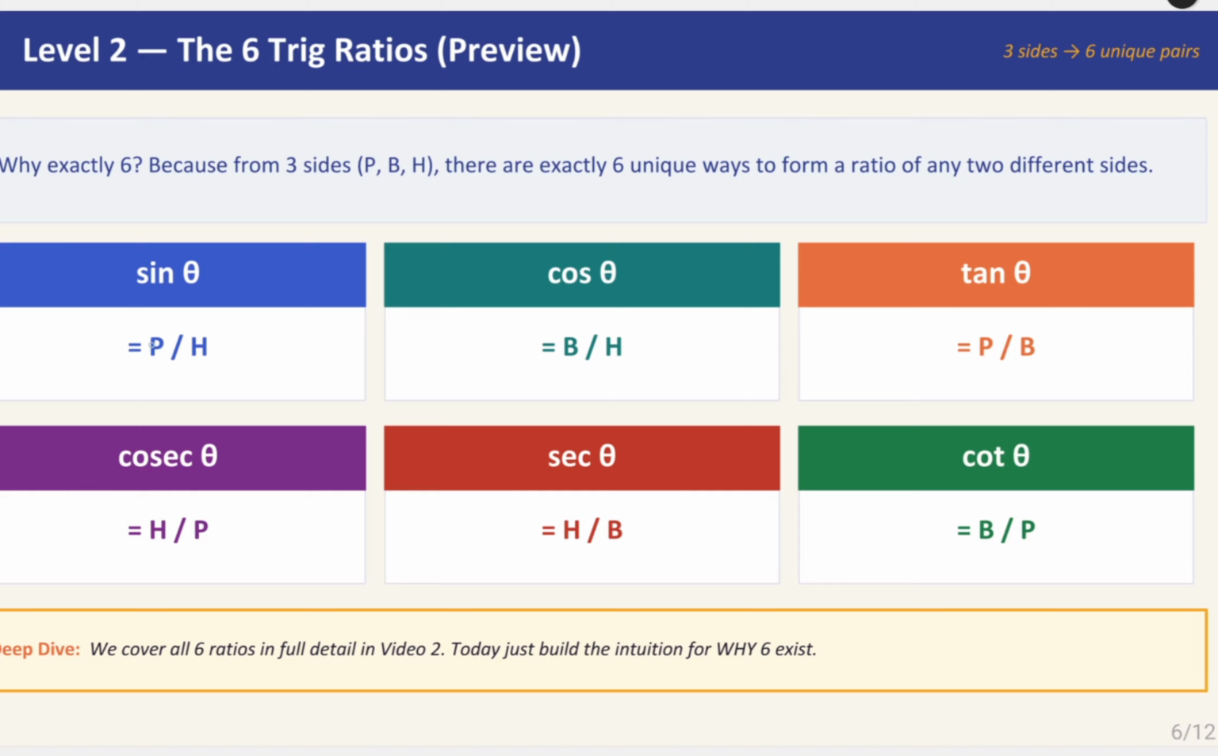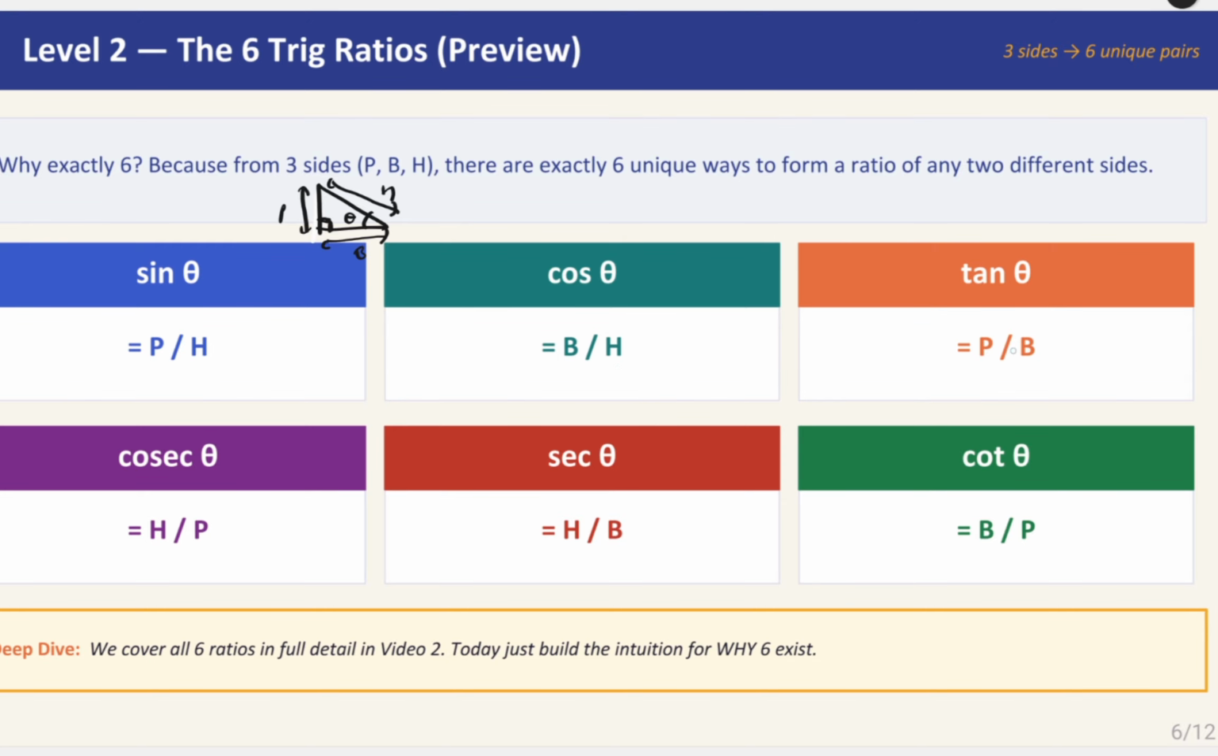Okay, the full picture. For reference, we will deep dive in video 2, but now I just want you to see this. Sin theta will be perpendicular by hypotenuse. Okay, we already know our sides, we already know the right angle. If this is 90 degrees and this is our theta, so sin theta will be perpendicular by hypotenuse, PHP. We already know this. Okay, so sin theta is the ratio of P divided by H, and cos theta is B by H. Base divided by hypotenuse.